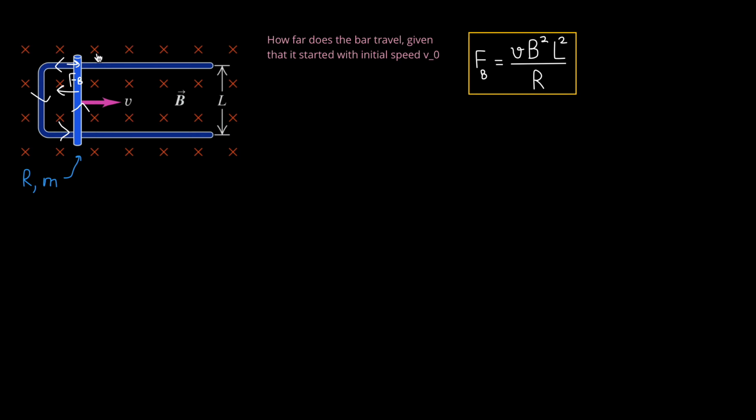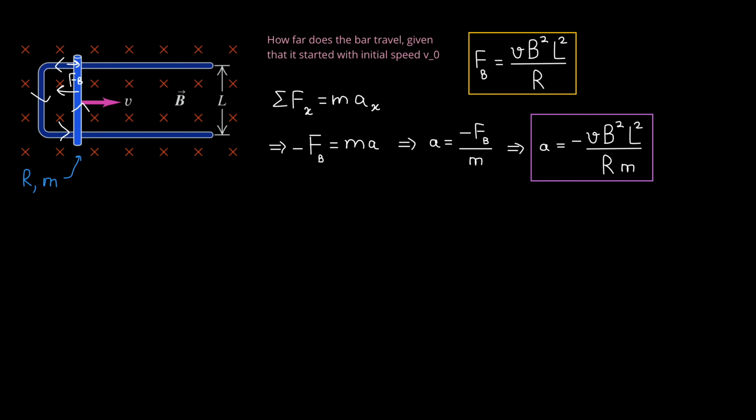So from the net force, which is basically the magnetic force, we can calculate the acceleration of the bar applying Newton's second law. Once we know the acceleration, we can use the kinematics connections between acceleration, velocity, and position to find the displacement of the bar.